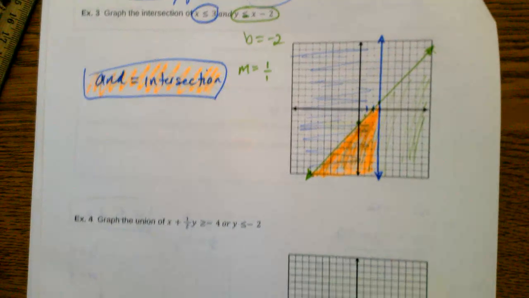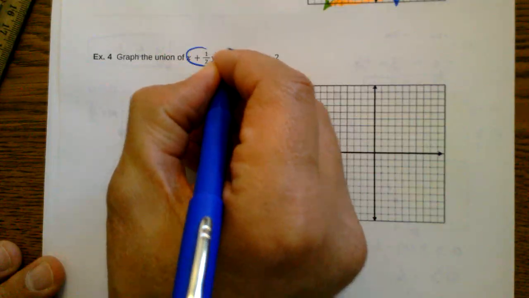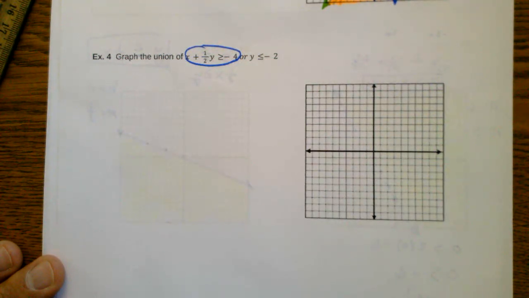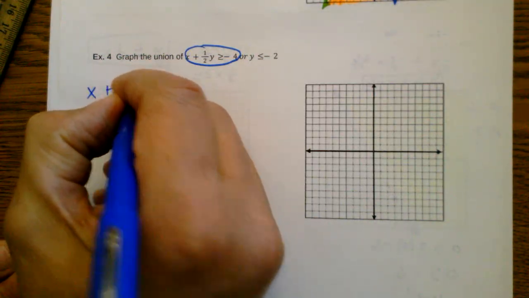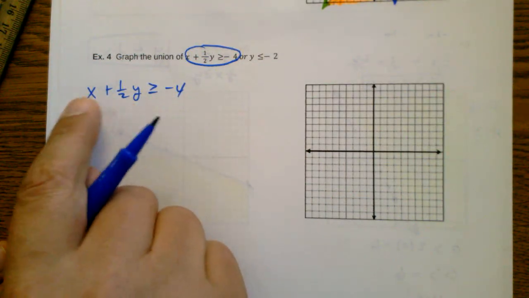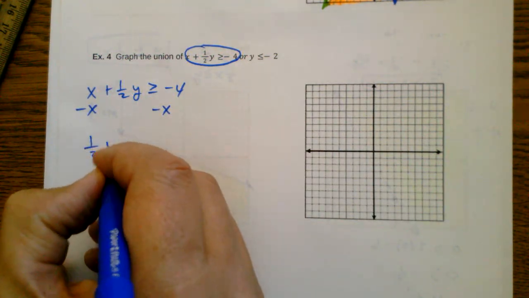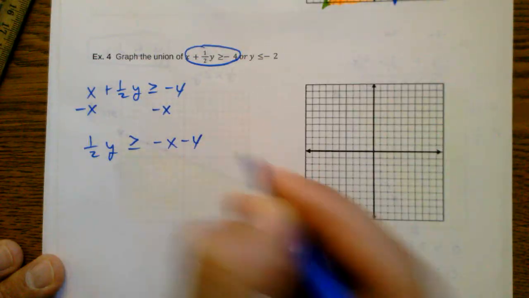All right. Last but not least, we have example number 4. It says graph the union of x plus 1/2 y is greater than or equal to negative 4, or y is less than or equal to negative 2. So I'll go ahead and do this first one in blue here. The first thing I notice is this is kind of like standard form. This is not in slope intercept. So I need to get this into slope intercept form. So I'll isolate this y by moving this x over using subtraction. Now I got 1/2 y is greater than or equal to negative x minus 4.